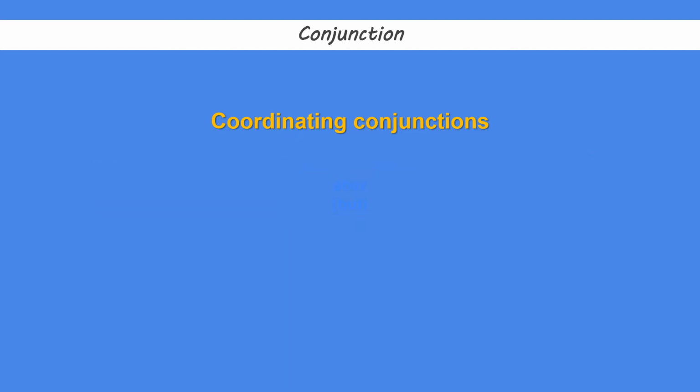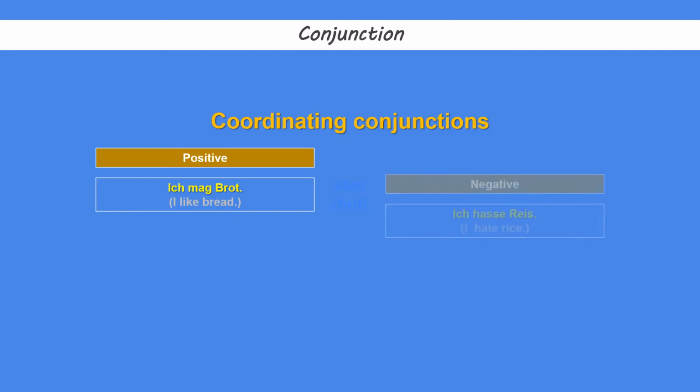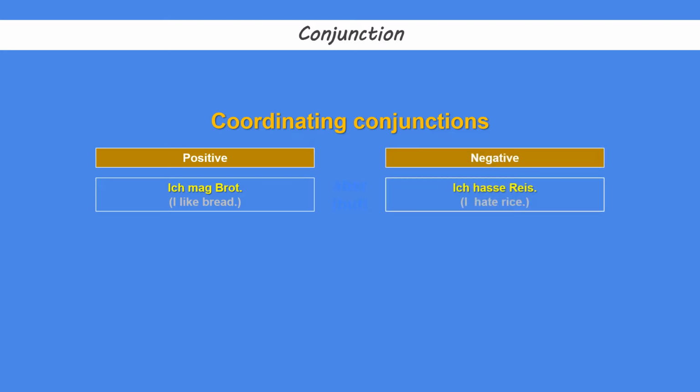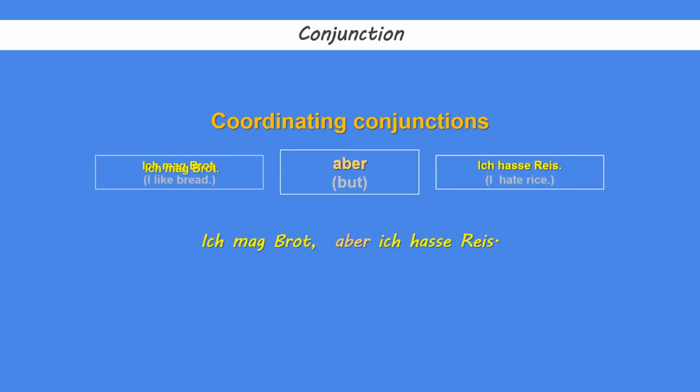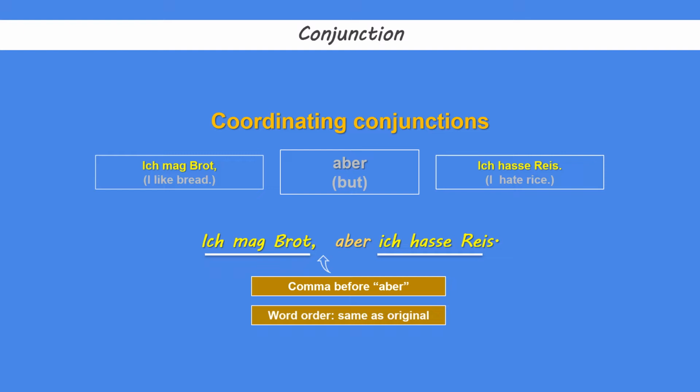For example, here are two sentences. Ich mag Brot. I like bread. Ich hasse Reis. I hate rice. Now we want to combine them into one with coordinating conjunction aber. Ich mag Brot, aber ich hasse Reis. The word order of both sentences is not changing.